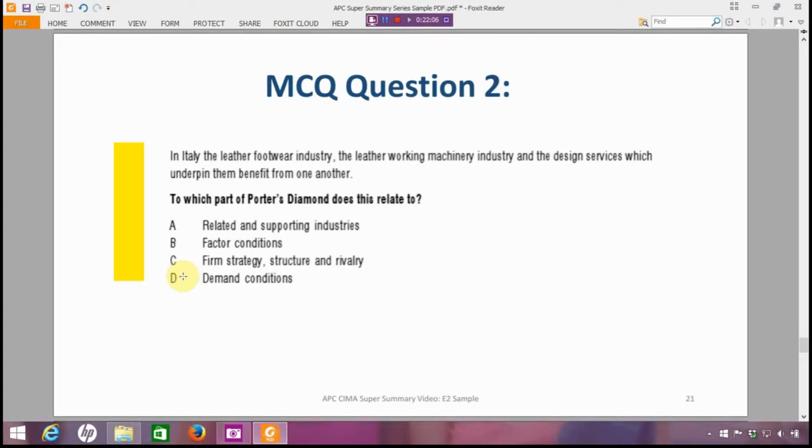It looks like we're talking about leather footwear in Italy, and they mention different types of industry or different types of players within that industry, leather working and design. And it looks like all that they're asking us to do is to identify which area of the diamond these come into play with. And I think that's a fairly sort of low-level question.